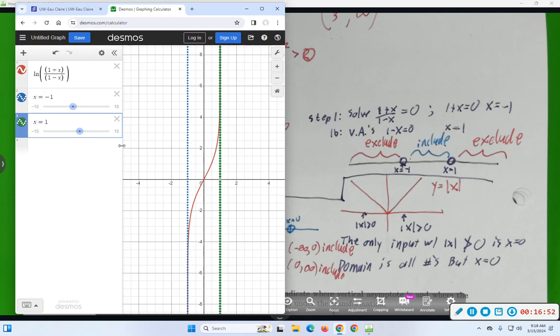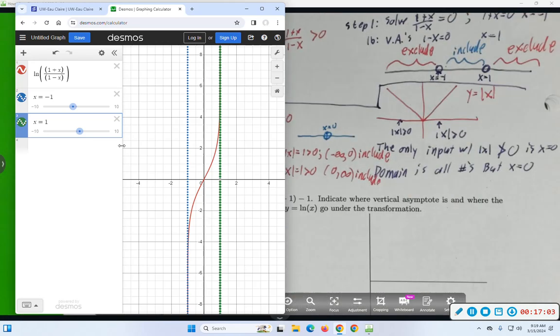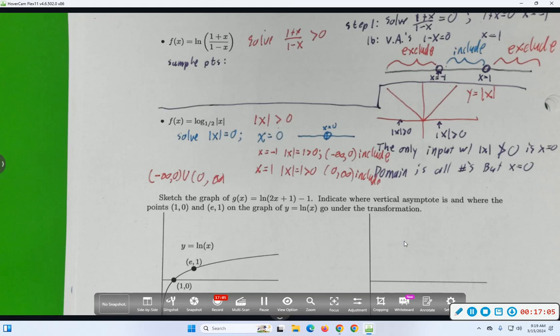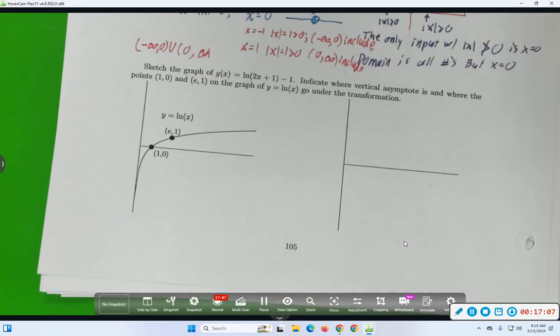Not that making them dashed is super important, but it's nice to see it that way. That seem right? Does this domain look like it's all x values between -1 and 1? Excluded? Groovy. Nice. So, last thing I want to do in this is let's just remember that there's nothing new or fancy in what I'm about to do. Let's just remember some stuff about transformations. Let's sketch the graph of the natural log of 2x plus 1, minus 1.